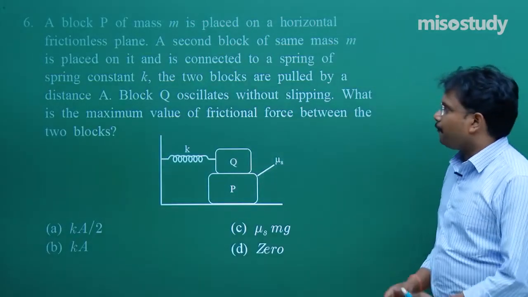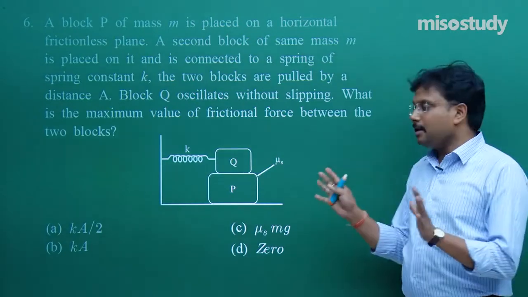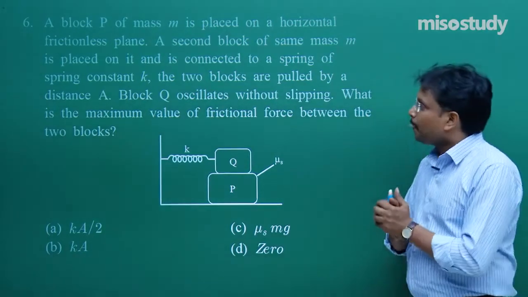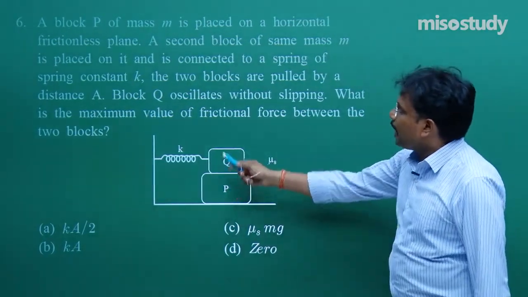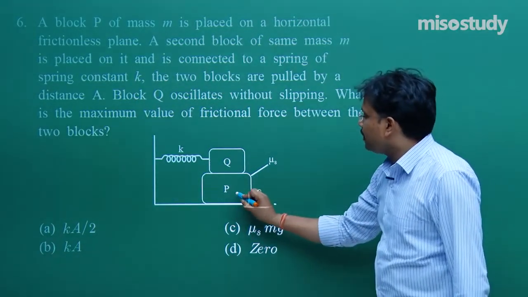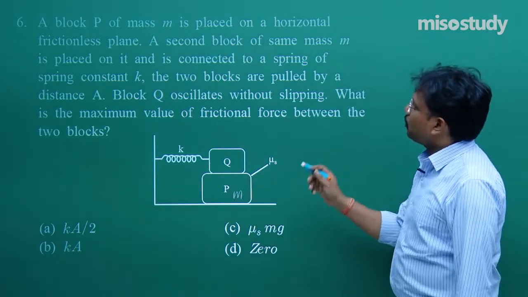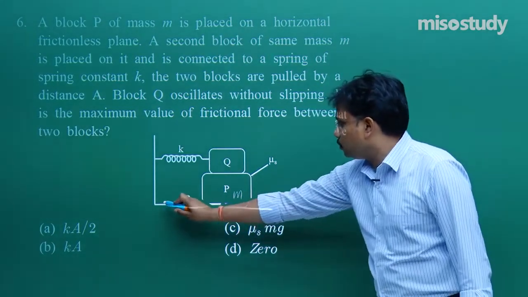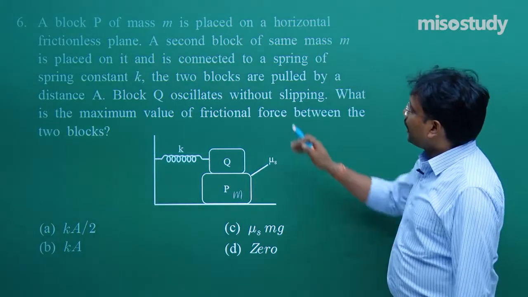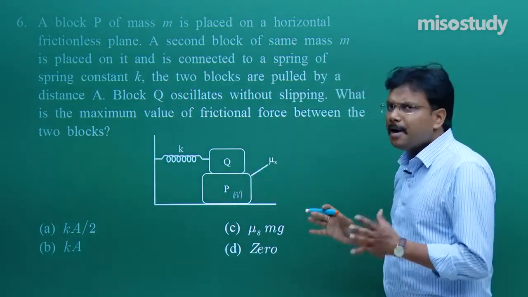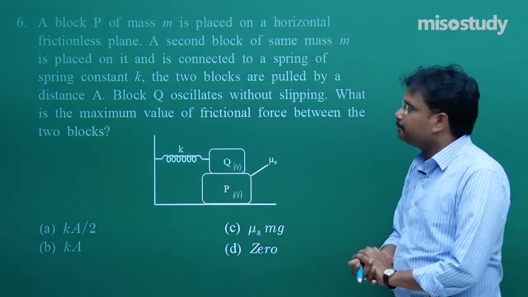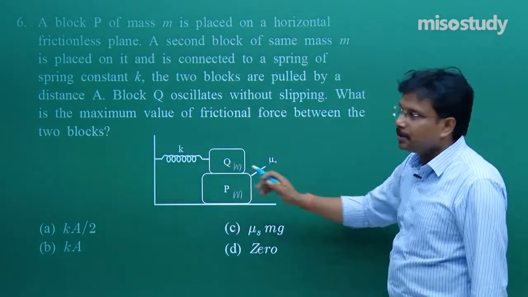So here is your first question. The question is not big, and here is a very beautiful concept that we are going to utilize. The question is about two blocks P and Q. Block P, of mass small m, is placed on a horizontal frictionless plane, a smooth plane, so no force of friction is acting. A second block Q, maybe smaller in size but of the same mass, also small m, is placed on top of it.